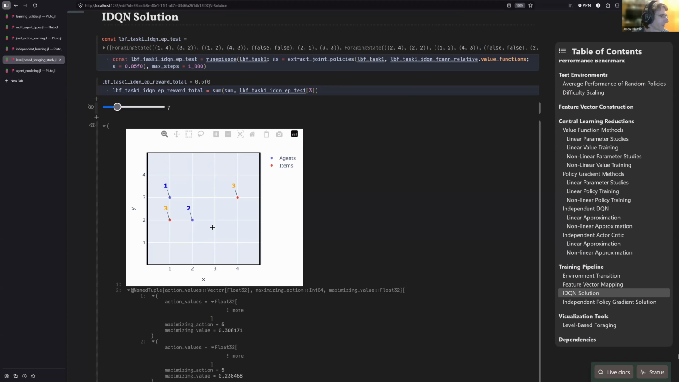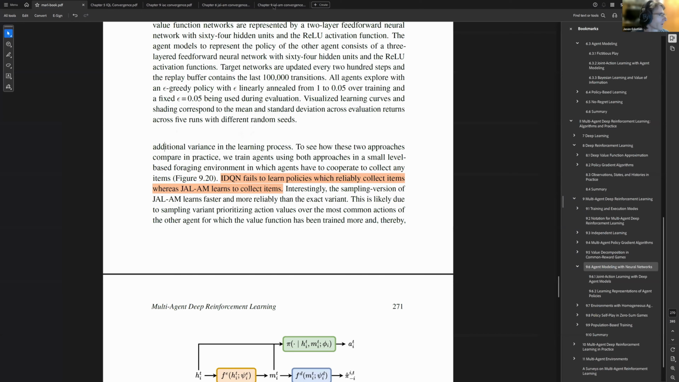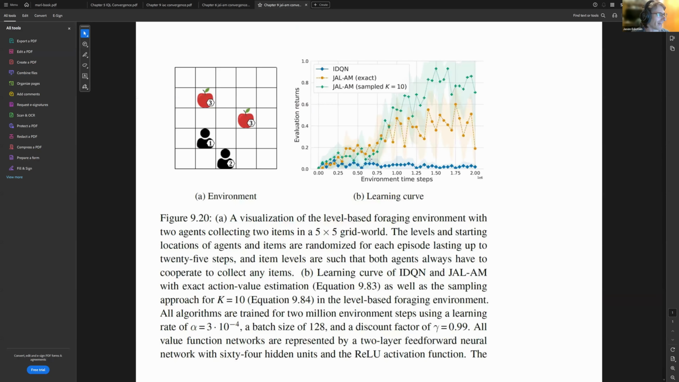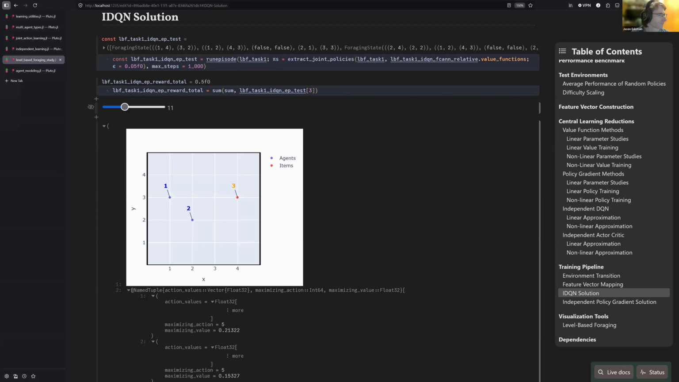for some reason it has trouble, and you can see that from the learning curve and the value of 0.34 or so, that it seems to have trouble, once it's collected the first item, actually learning how to go and collect the second item. But this also matches the book's explanation here of how they said IDQN failed on this task where they have to coordinate. So yeah, it does appear to have trouble learning in this context.